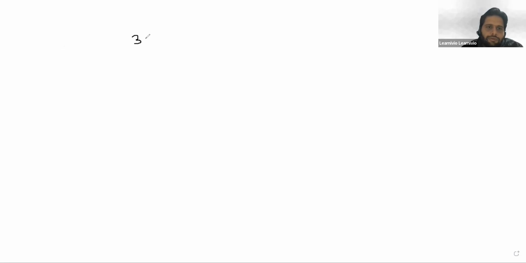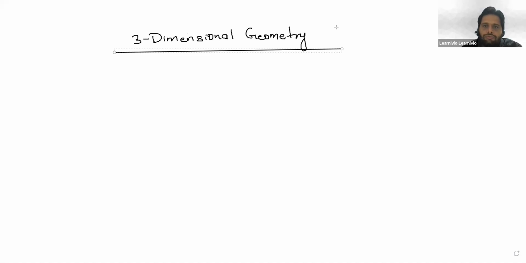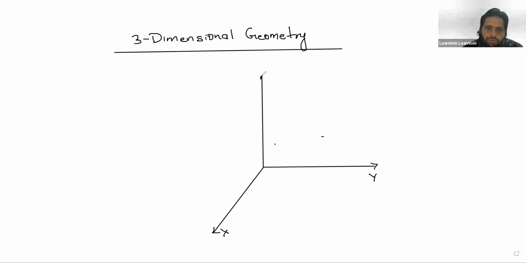Okay, next is 3-dimensional geometry. Now, as you already know, we follow a right-handed coordinate system. Here you have X, this is Y, and this is Z. So in this chapter, we will talk about 3-dimensional geometry. So we will take X, Y, and Z axis. Okay. So today we will discuss direction cosine.